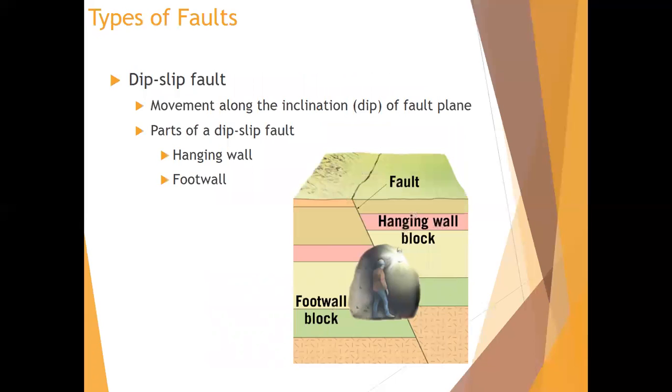One of the types of faults is a dip-slip fault. Movement is going to occur along an inclination called the dip of a fault plane. There are two walls involved in this dip-slip fault. One is the hanging wall, the other is the footwall. The hanging wall is the rock above the fault surface. The footwall is the rock below the fault surface.